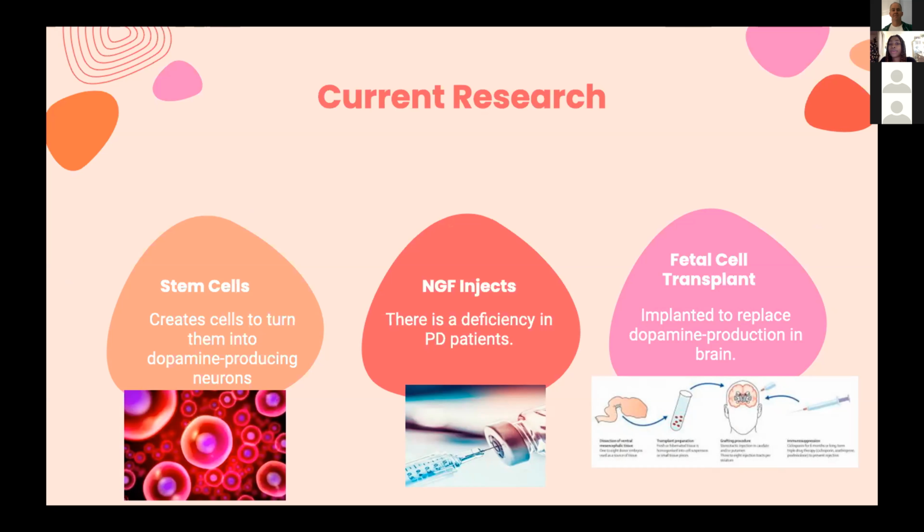means neuron growth factors, which some researchers think there is a deficiency of in PD patients, so they think if they inject them with these growth factors, that will improve their symptoms. And then the fetal cell transplant, which is implanted to replace the dopamine production, so it's basically similar to stem cells.